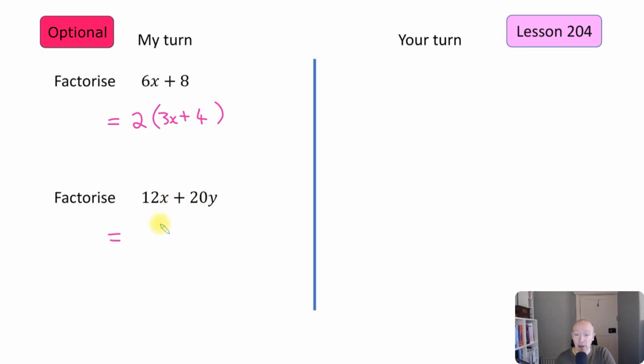I actually can see a bigger number though, and one thing that you need to bear in mind with factorize is you always need to look for the biggest number you can. I can see that these two numbers can both be divided by 4. 4 is what we call, if you remember, the highest common factor of these numbers. Pair of brackets.